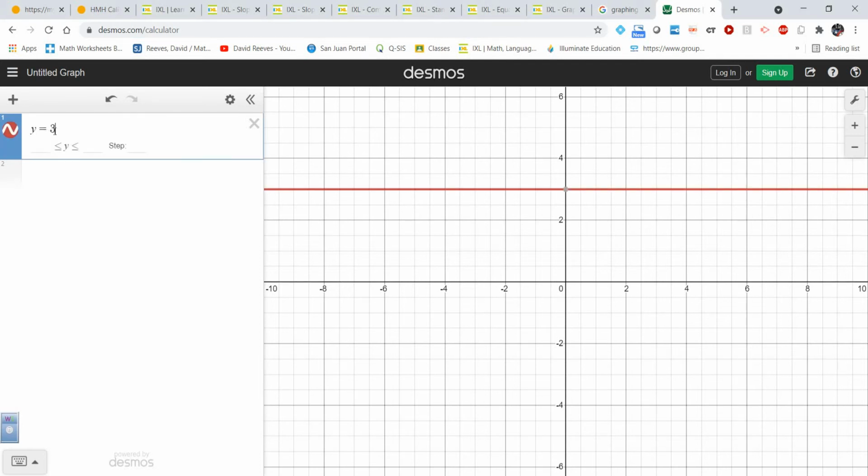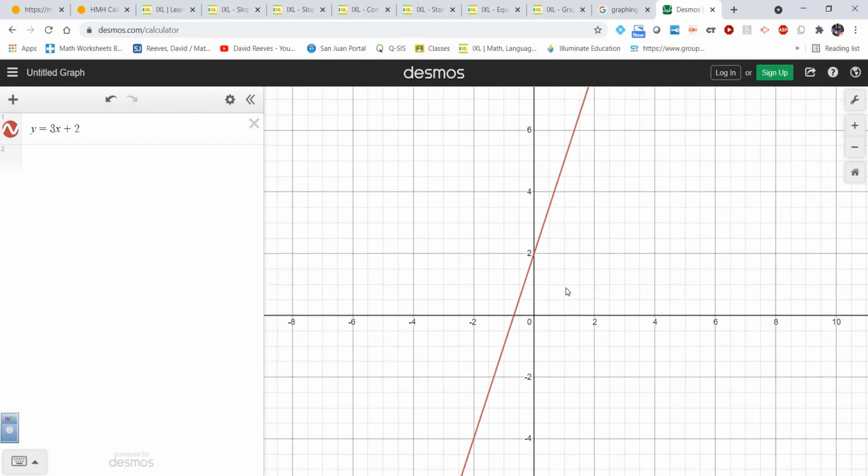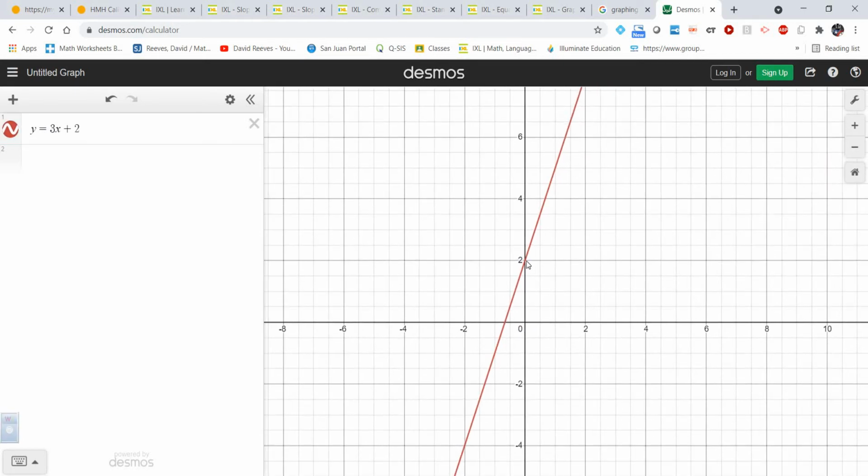So say I had the equation y equals 3x plus 2, right? When we graph it that way, we'd have our y-intercept of 2 right there. Remember, for every y-intercept, x equals 0, so you can see that point is (0, 2). And then we have a slope of 3, so it goes up 1, 2, 3 over 1, up 1, 2, 3 over 1, and so on. All right, so that is one equation in slope-intercept form.